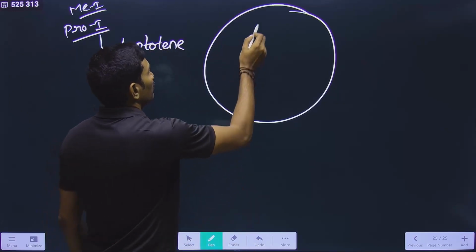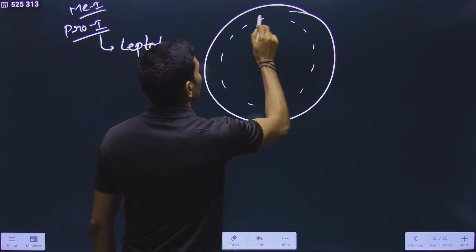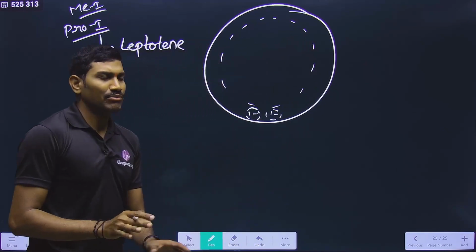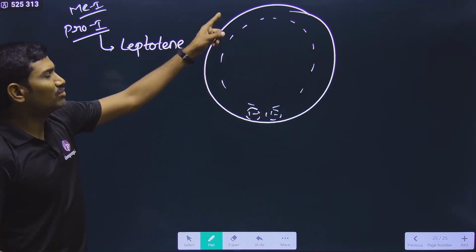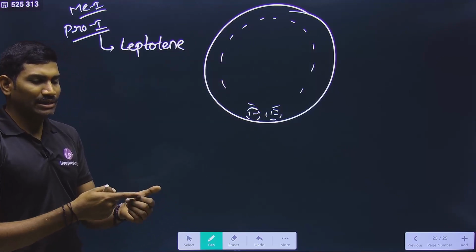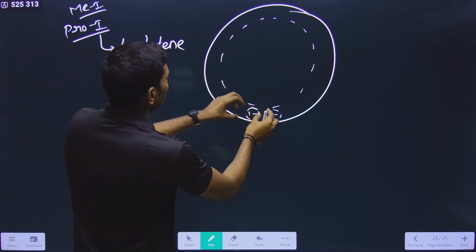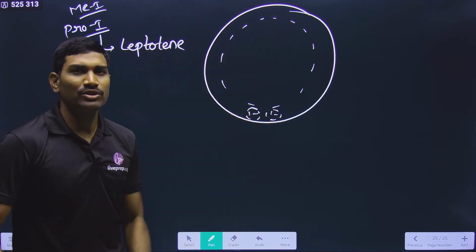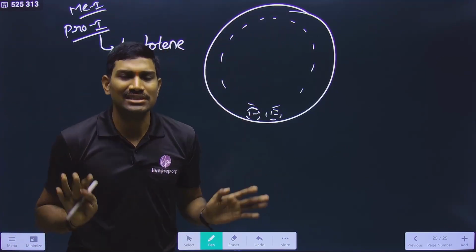Nuclear membrane breakdown. So I am using a dotted line here. Okay. Centrosome: for each individual substage, I am not moving it. It is slowly moving through leptotene, zygotene, pachytene, diplotene, diakinesis, right? Slowly it is moving, and finally in diakinesis what happens? It is present at opposite sides, and spindle fibers will come. All these things are happening.